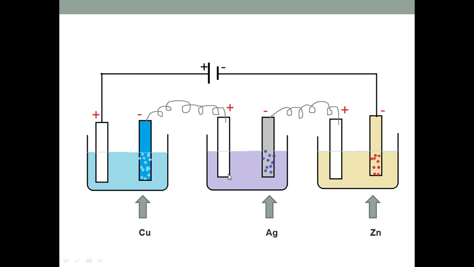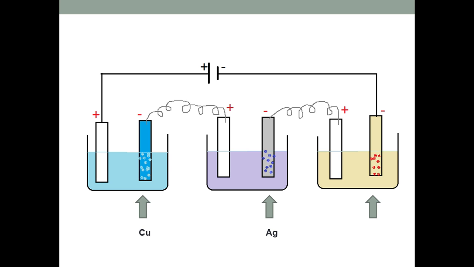Then what we see, after some time, is a deposition of copper on the copper electrode in beaker number one. In beaker number two there is a deposition of silver, and in beaker number three there is a deposition of zinc. Then a question arises in our mind: which electrode got the maximum deposition? The correct answer is silver, because its equivalent mass is maximum, that is 108.